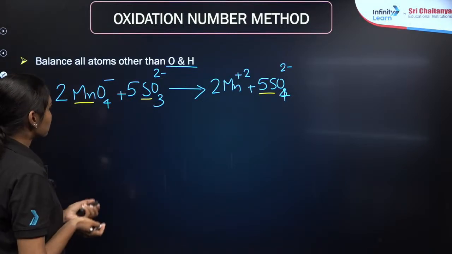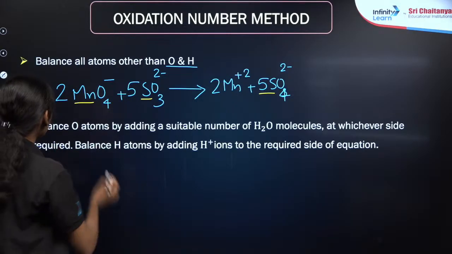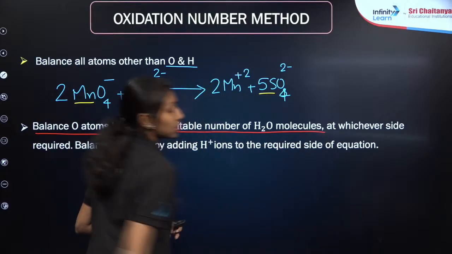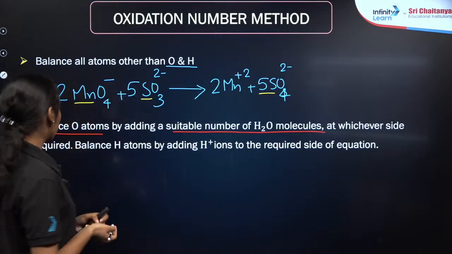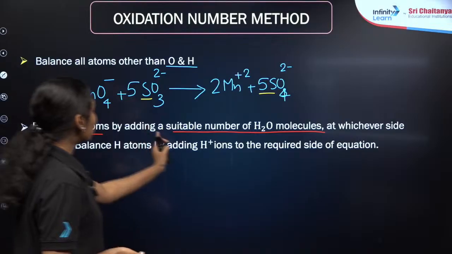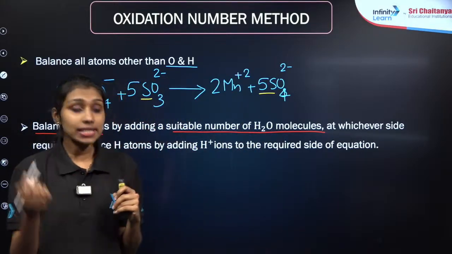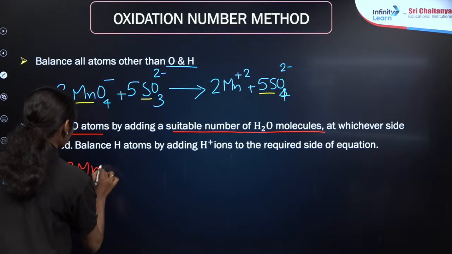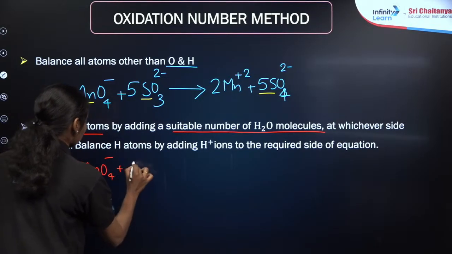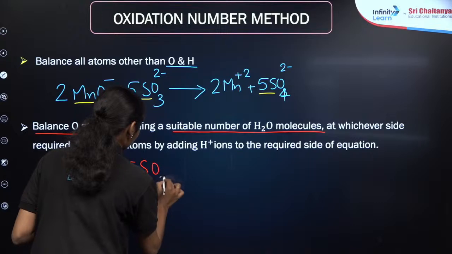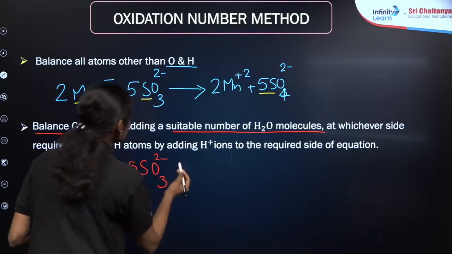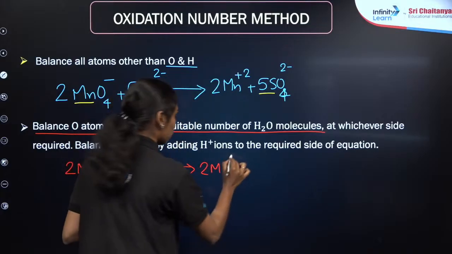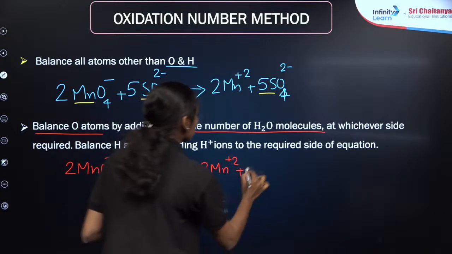Now what we have to do? Now we have to balance the oxygen atoms by adding a suitable number of water molecules at whichever side it is deficient, right? If I am writing here 2MnO4- plus 5SO3 2- gives 2Mn2+ plus 5SO4 2-.